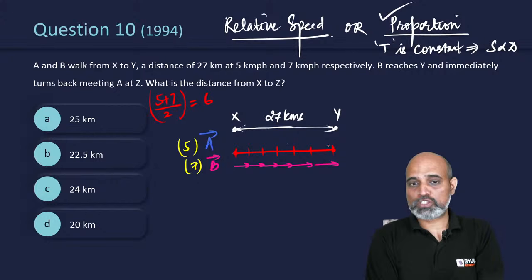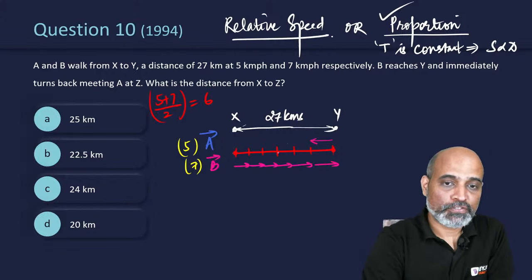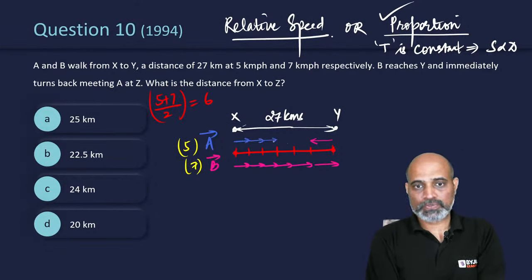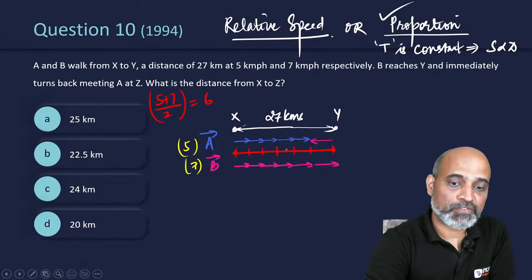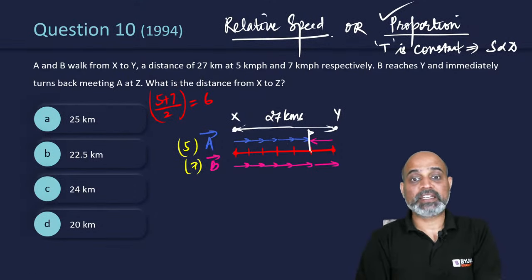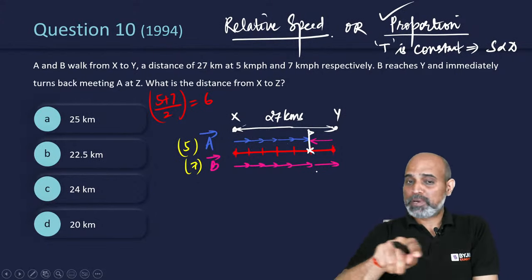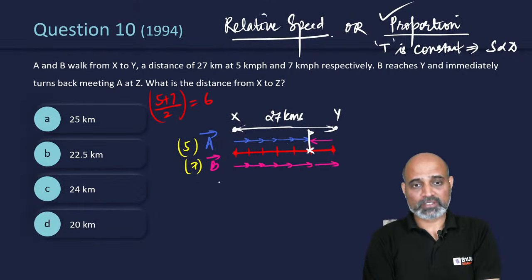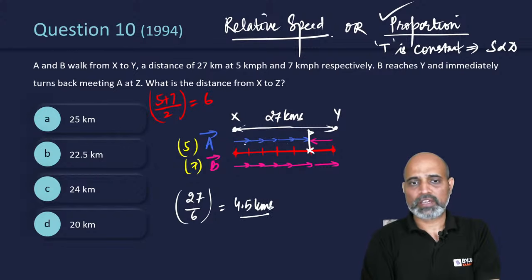याद है B Y पे पहुंच के फिर U turn मारता है? 7. And A covers 5. 1, 2, 3, 4, 5. And we know exactly where they meet. They meet here. Now, if you remember, the entire distance is 27 kilometers. So what is the length of every segment? Can I say 27 divided by 6, which is 9 ka half, 4.5 kilometers lamba hai har koi segment. So this is 4.5 kilometers, 4.5, 4.5, 4.5, 4.5. This is also 4.5, of course.